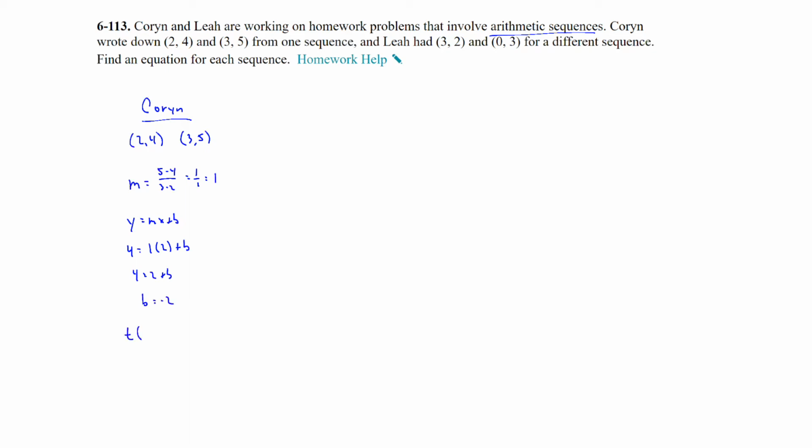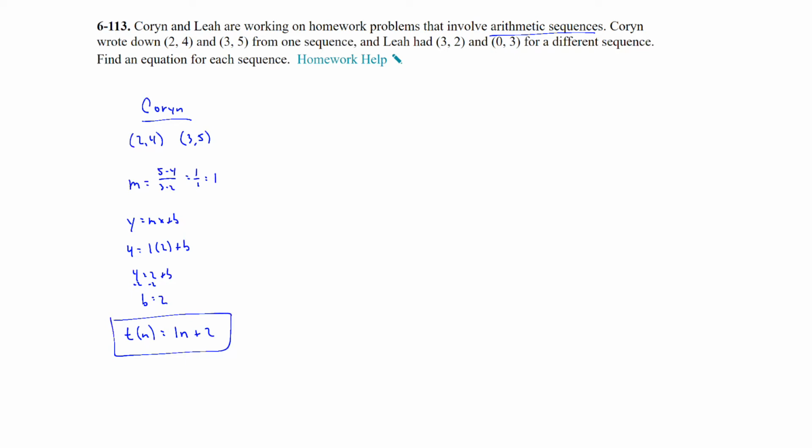So the sequence for Corin would be t of n is equal to your slope, which would be 1 times n, because we're using n as a variable, and then minus 2. And I don't know why that was a negative. I need to go back and fix that. If I subtract 2, b is equal to positive 2. So it's actually plus 2. So t of n is equal to 1n plus 2. So there's the sequence for Corin.